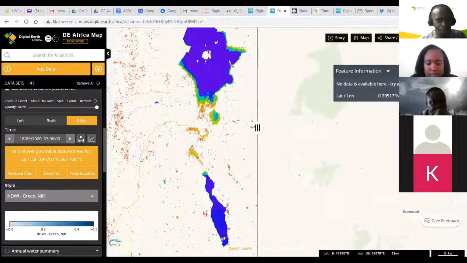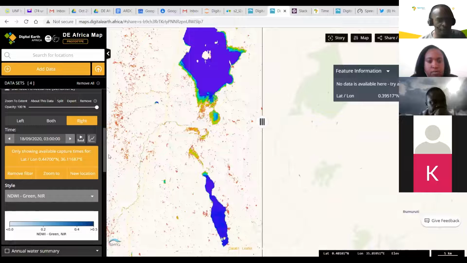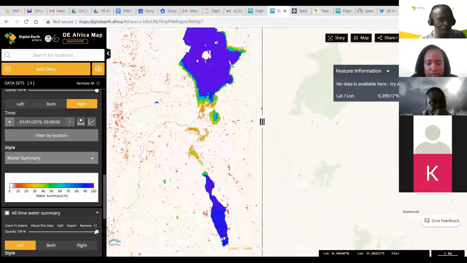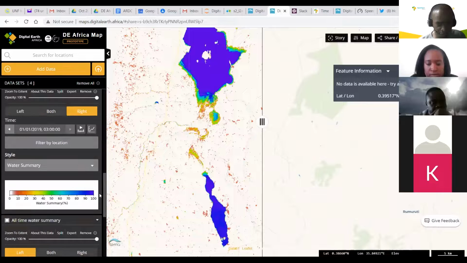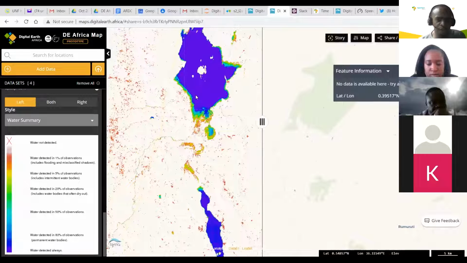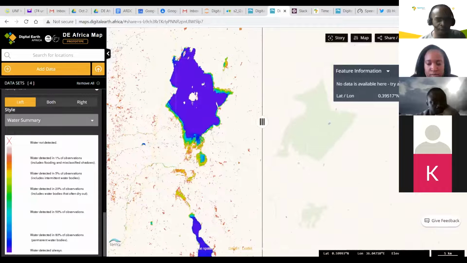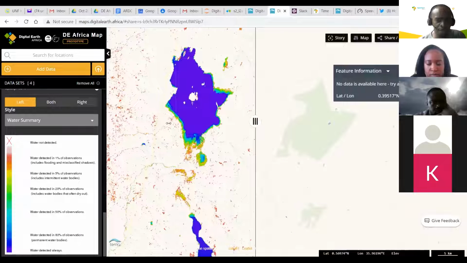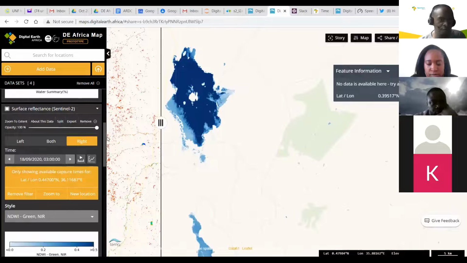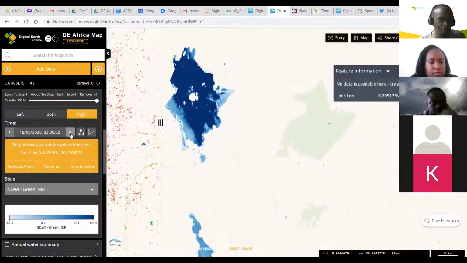And if you move closely, you'll see on the left side, I have a product called the annual water, which is a summary of all the water for a period of time, which gives us a summary between when it was not detected and when it's permanent. So it means this body, there's a small island, which is always water. And when you move the slider bar, you can see some changes on the right side where we have the Sentinel-2 data. So if I'm able to move between the dates, you can see what is happening.